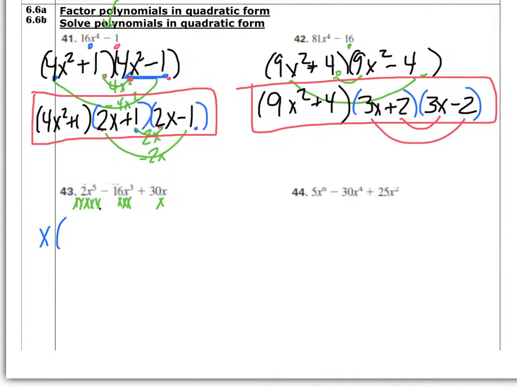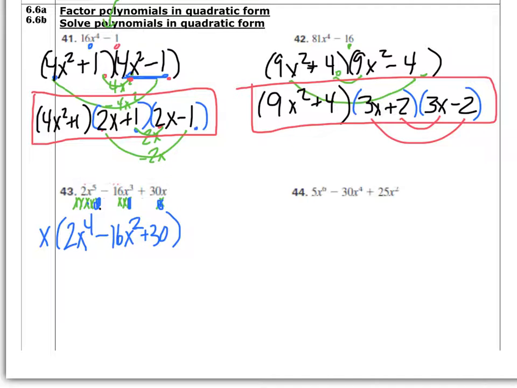So you're going to actually write that you're pulling out an x. Now when you pull out the x, make note, you're going to take 1 out, you're going to take 1 out, and take 1 out. So what's actually left? In here, there's only going to be 2 x to the 4th left. This next one is going to be negative 16 and x squared. And the last one, it's just going to be plus 30 because we're pulling the x out.